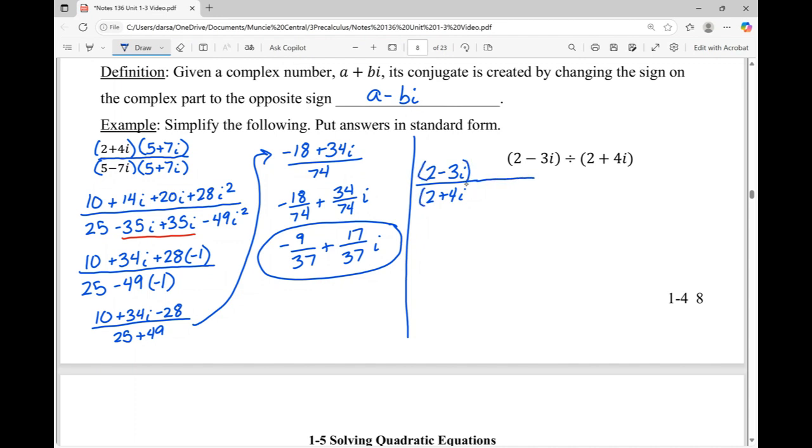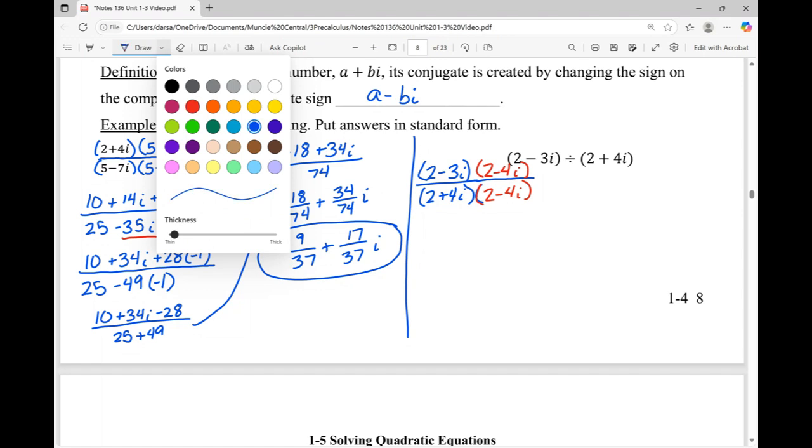And then what's the rule? I multiply the top and bottom by the conjugate of the denominator. So we're going to do 2 minus 4i in the denominator. And I have to multiply exactly the same number on the numerator as I did on the denominator. This is not 2 plus 3i. This is 2 minus 4i, the same number on the bottom as on the top. And now we're going to do our math.